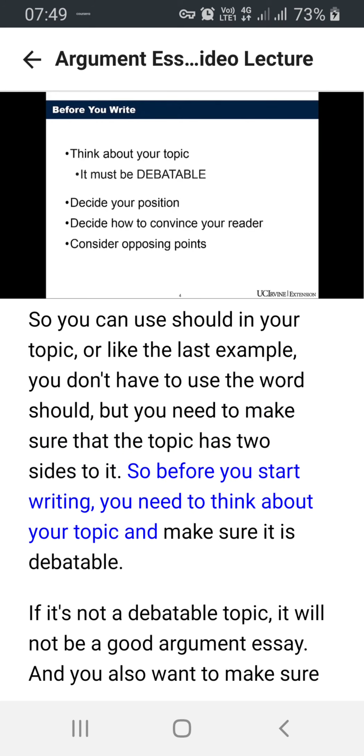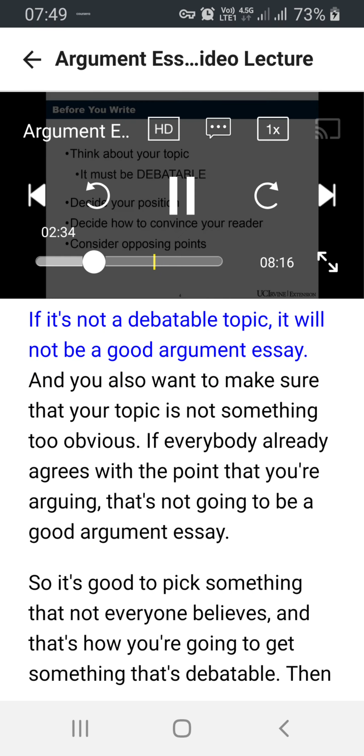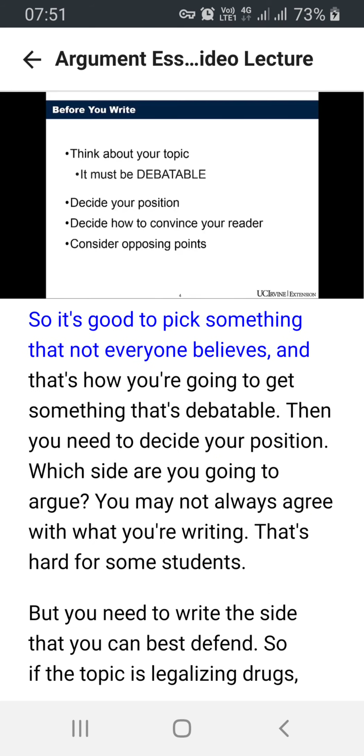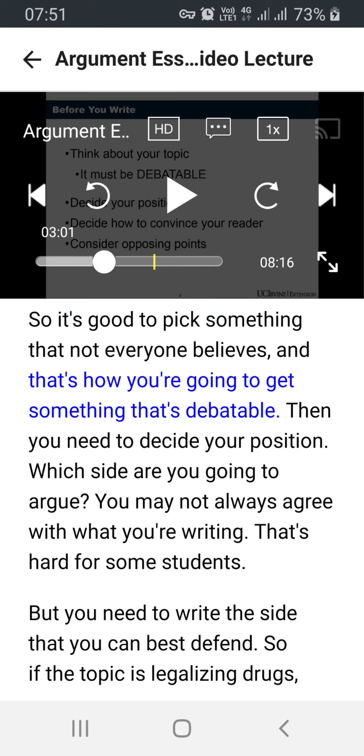So before you start writing, you need to think about your topic and make sure it is debatable. If it's not a debatable topic, it will not be a good argument essay. And you also want to make sure that your topic is not something too obvious. If everybody already agrees with the point that you're arguing, that's not going to be a good argument essay. So it's good to pick something that not everyone believes, and that's how you're going to get something that's debatable.